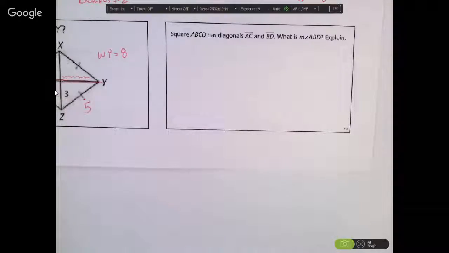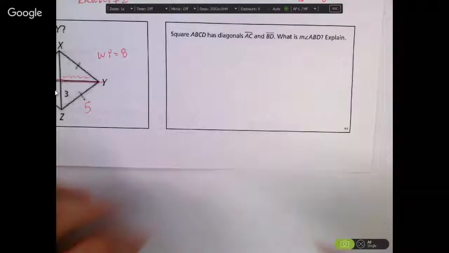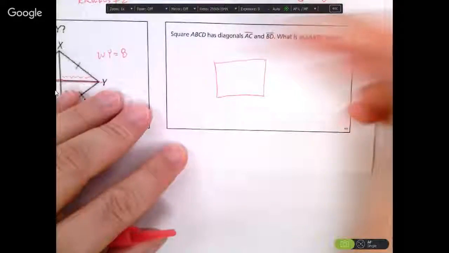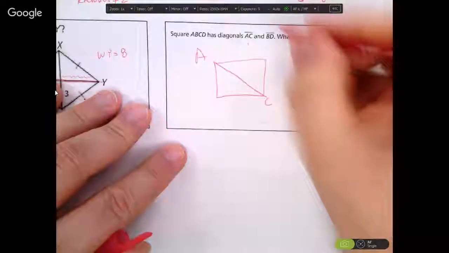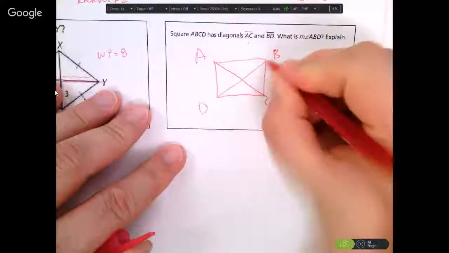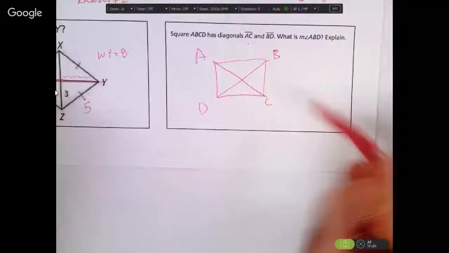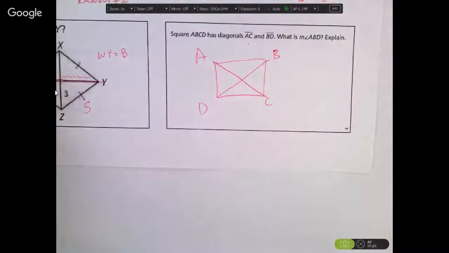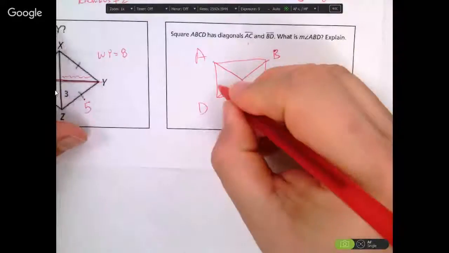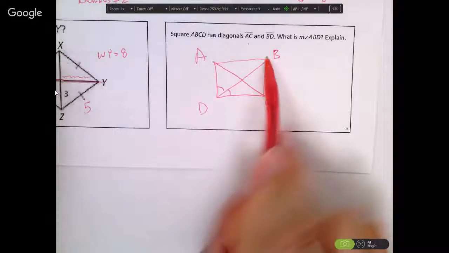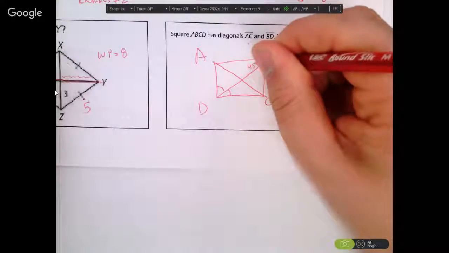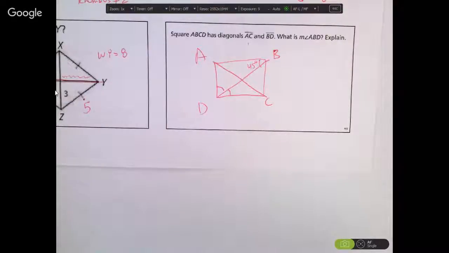What is the answer? 45 degrees. It's either 90 or 45. So if we know that AC is a diagonal and BD is a diagonal, what's true about these segments? What do they do to these angles? They bisect the angle. And we know that they're all 90 degrees. So angle ABD is 45 degrees. That wasn't that bad.